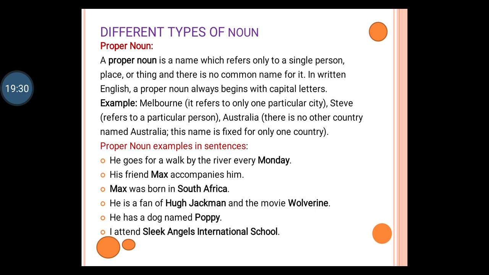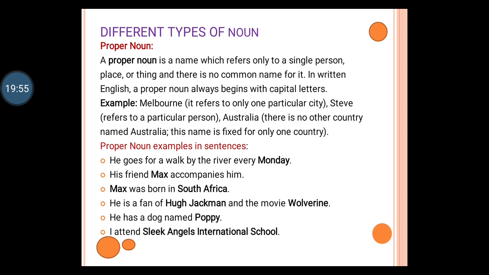These are proper nouns. More proper nouns, for instance, Ministry of Education, the Ministry of Education. So like I said earlier on, these are single persons, places, or things. There is no common name for them. Look at the examples we have here.